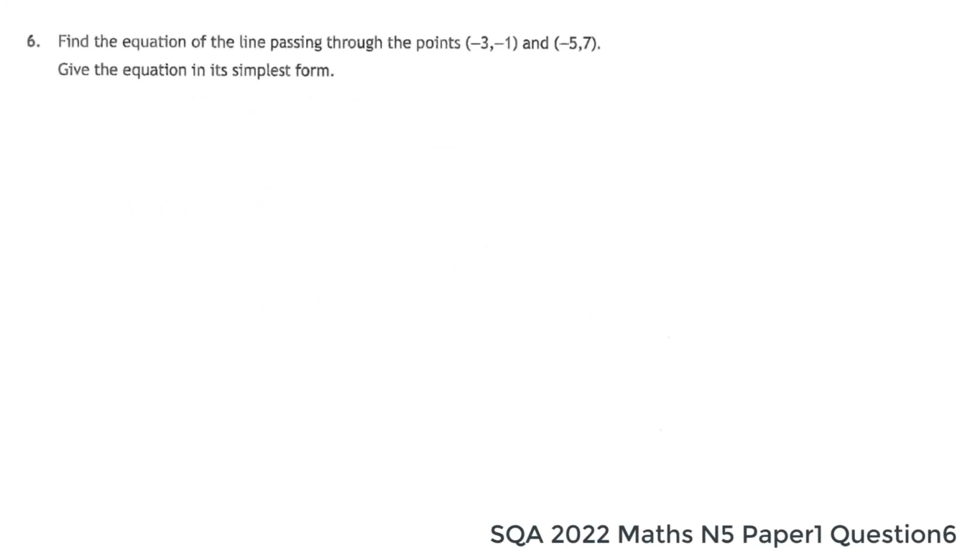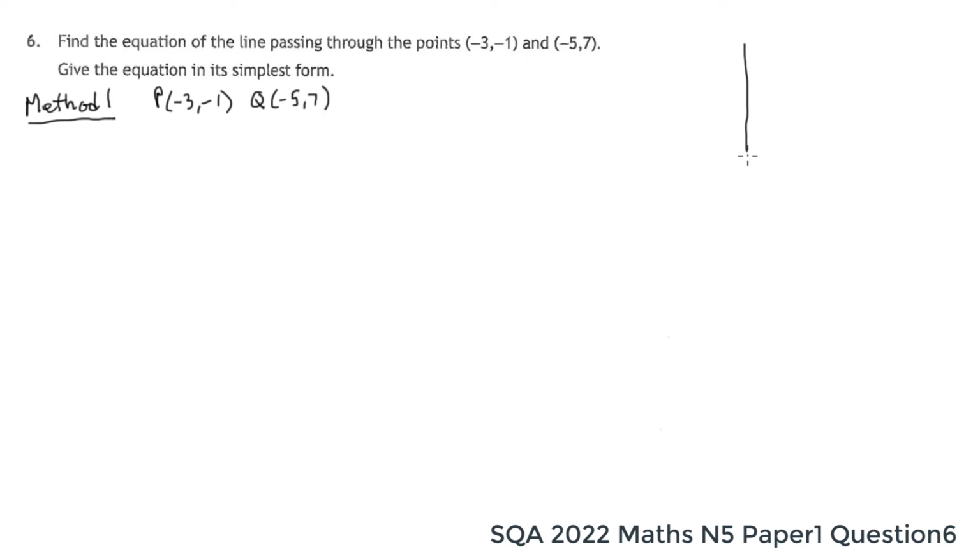So here's question 6. We're asked to find the equation of the line passing through these 2 points, and we have to give that equation in its simplest form. So a couple of methods I'm going to show you. First method, well, just to refer to the points, let's call the first one -3, -1, and the second one -5, 7, P and Q.